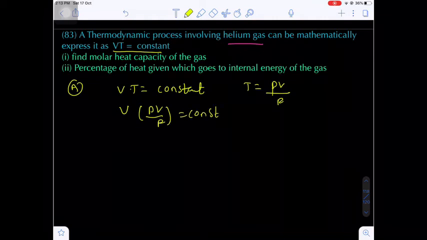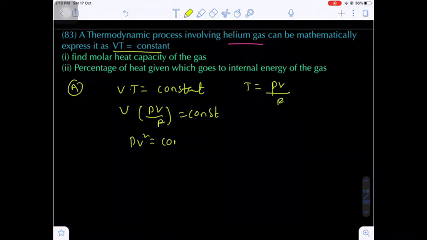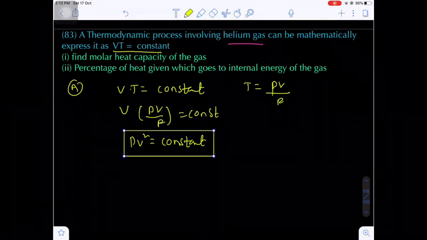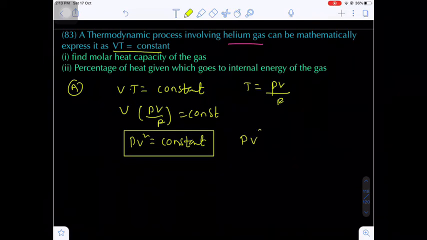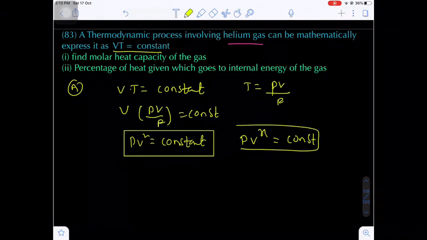After simplification, you will get this expression: P into V square is equal to constant. Yes or no? R is a constant, so take the R to the right hand side. Constant multiplied by constant, again you will get another constant. So what will be the general expression? PV to the power x is equal to constant. By comparing these two, what will be the exponent x value? That will be equal to 2.